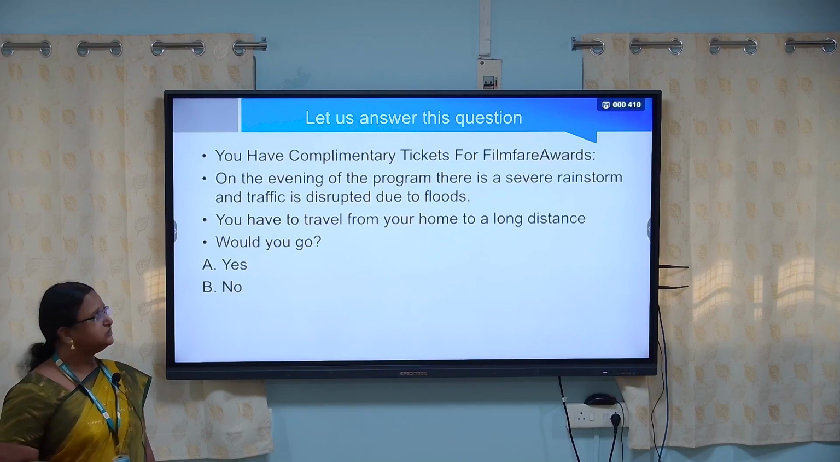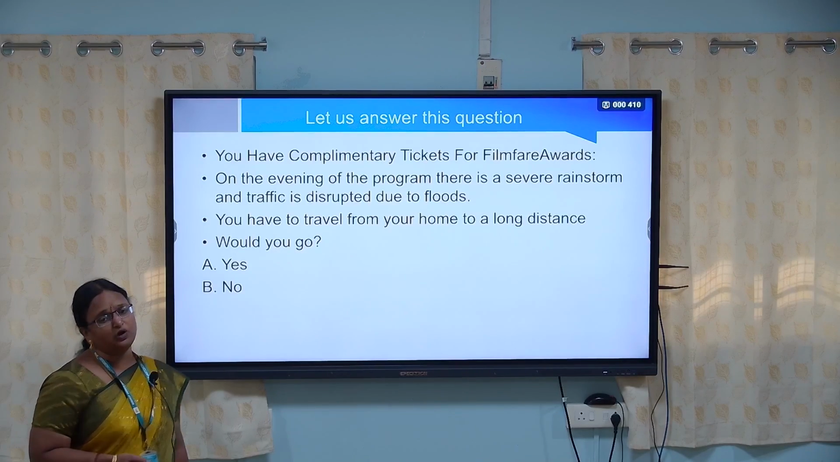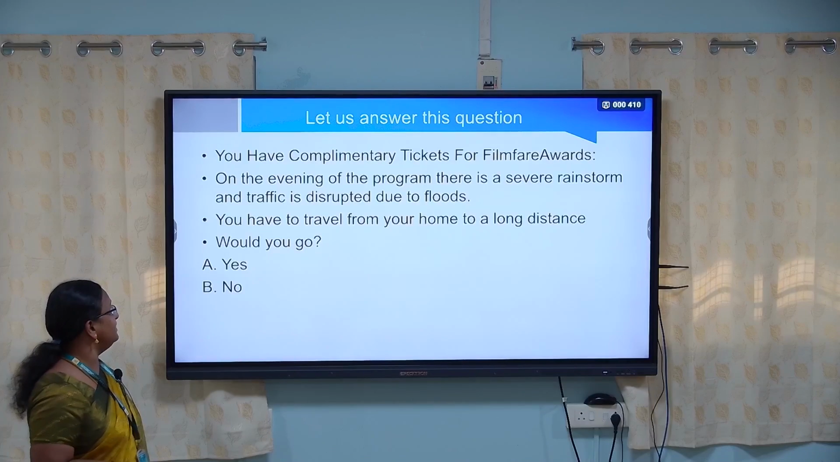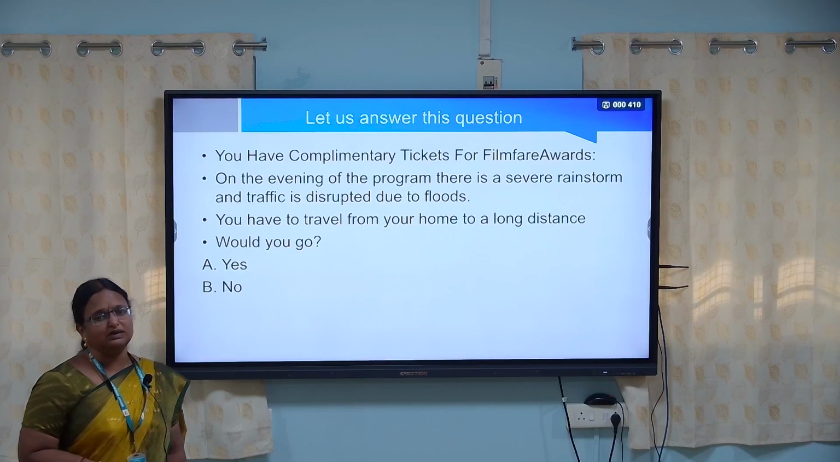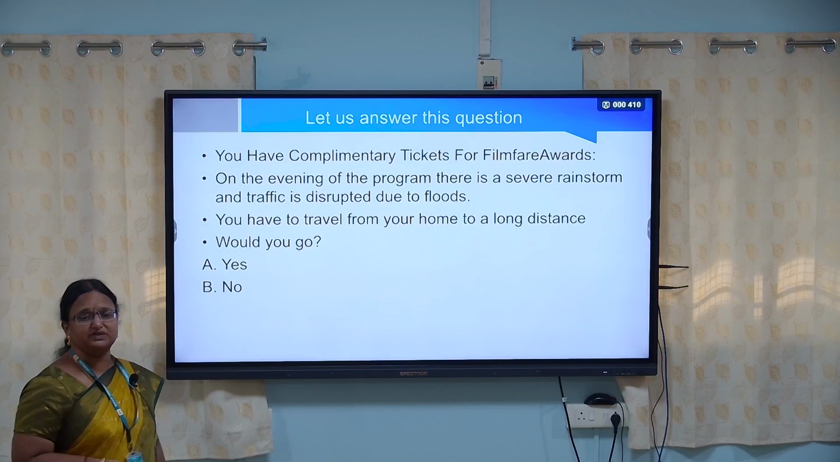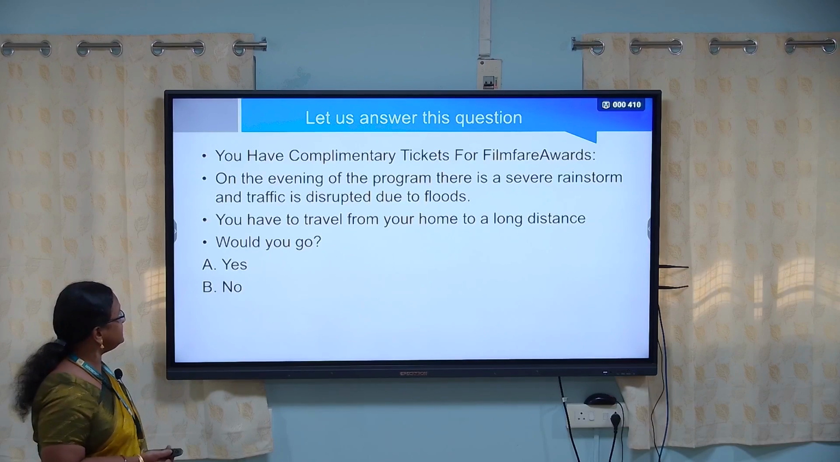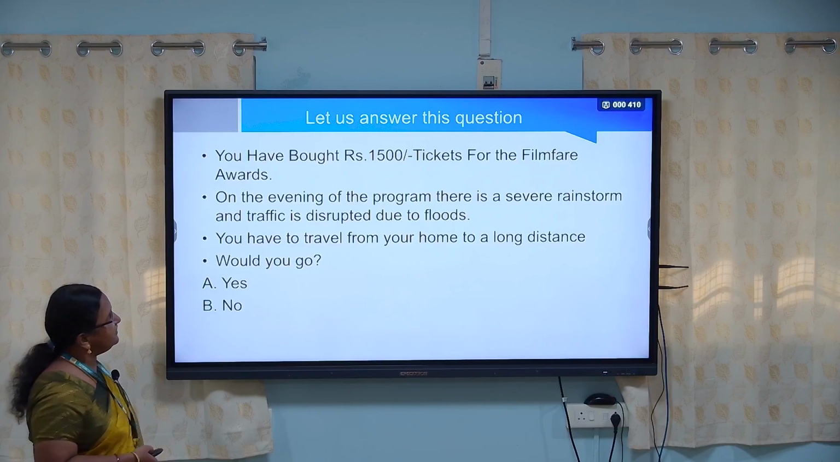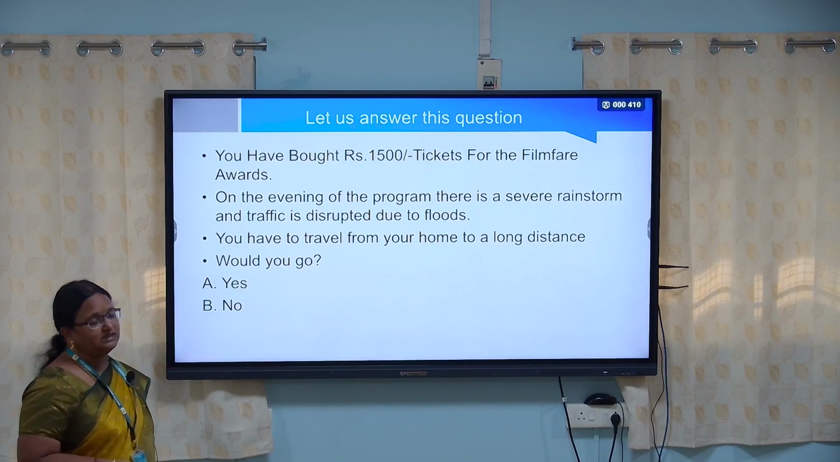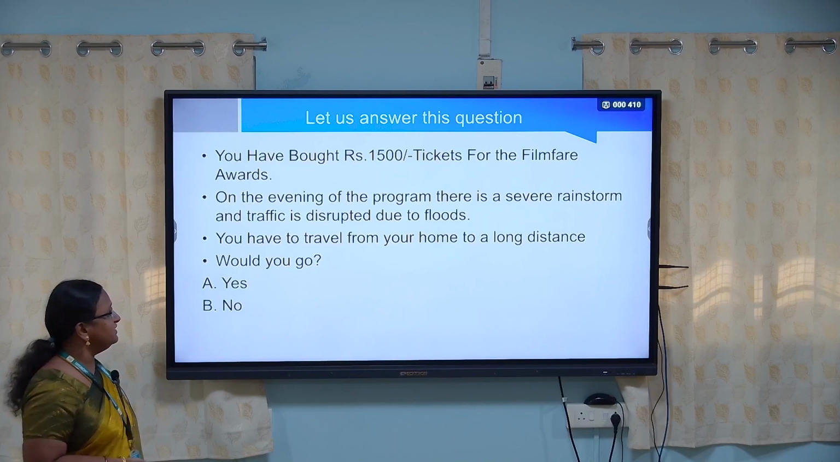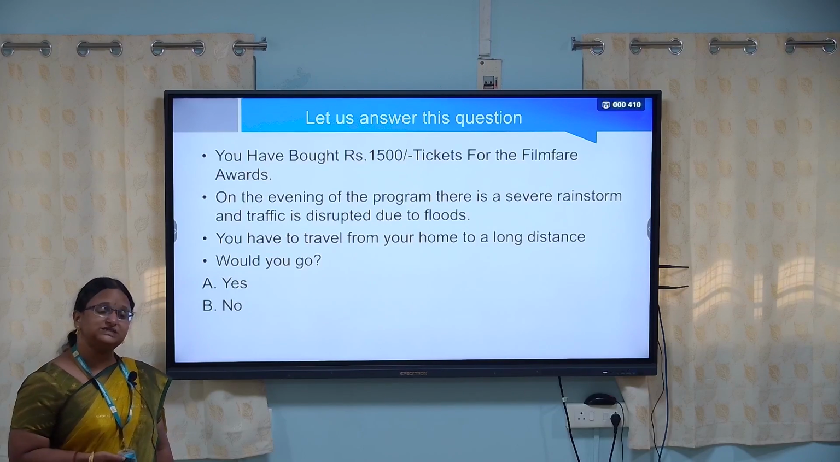Then let us go for one more question. If you have a complimentary ticket for a Filmfare Award, and this evening there is severe rain and floods, will you go? Most people will say no, because this is a complimentary ticket. Suppose you got the same ticket by paying 1500 rupees, and again there is severe rain and flood, will you go? Most people will say yes.